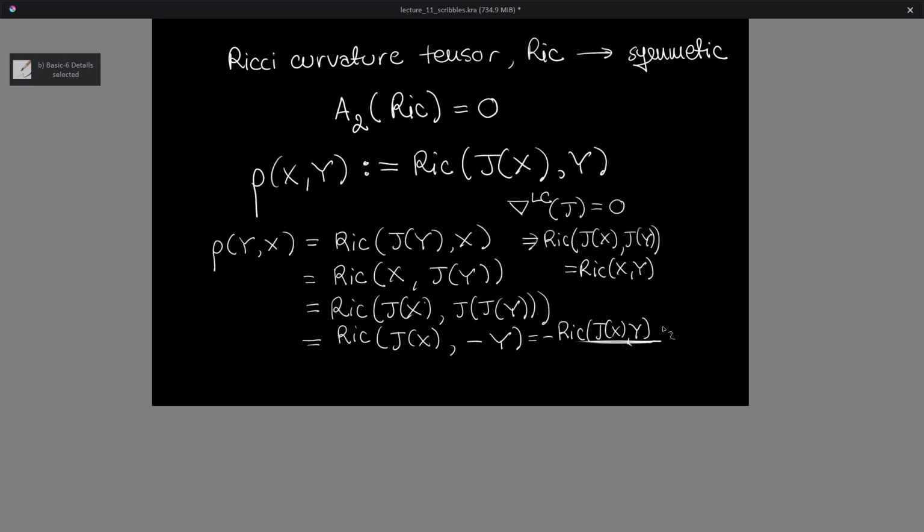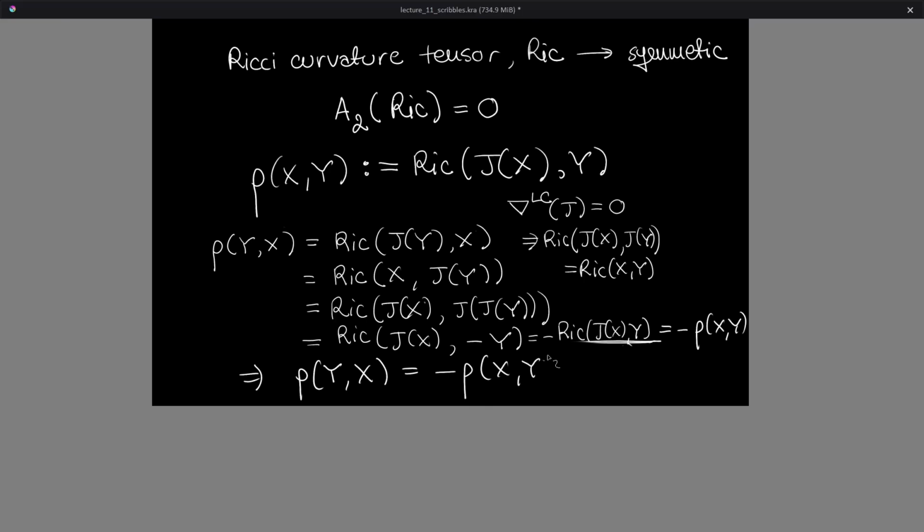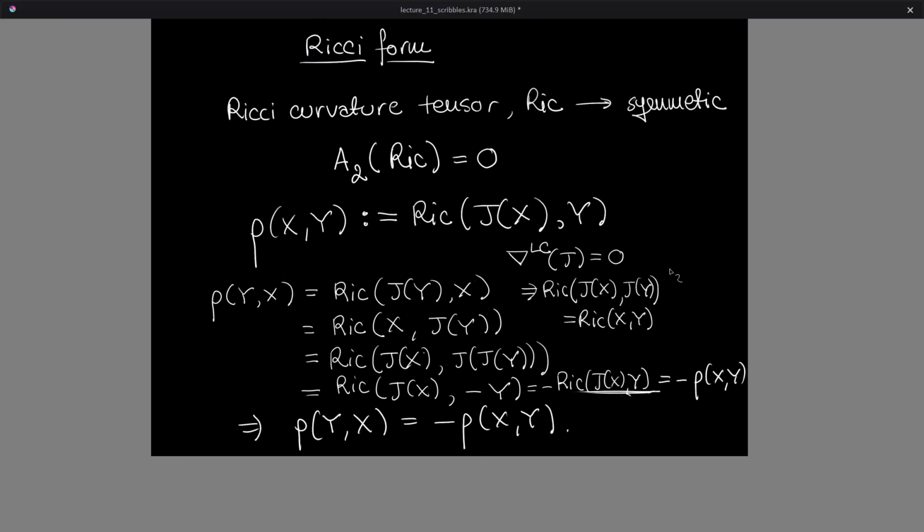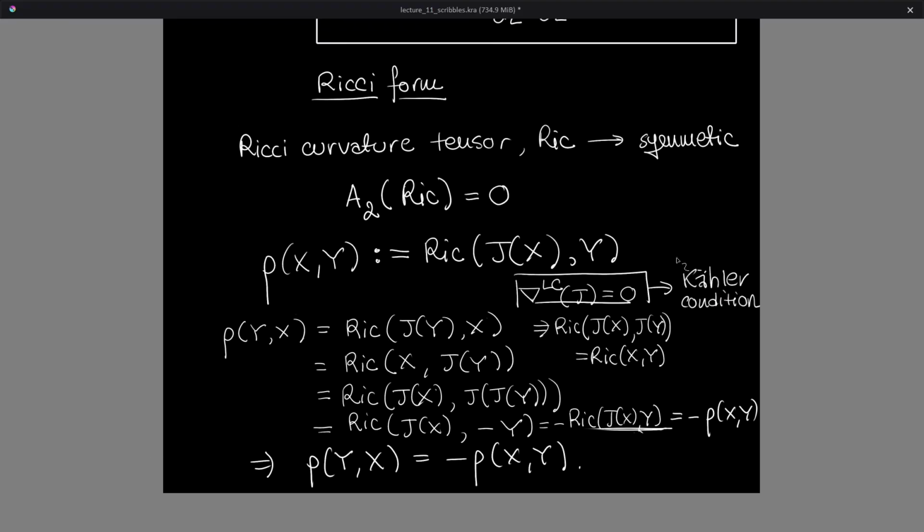Let's rewrite that to not be so cramped, minus rho of xy. But then that implies that rho of yx is equal to minus rho of xy, and so it's antisymmetric. But given that we use this condition, this is only true. This is a version of the Kähler condition. So this is only true on a Kähler manifold. That's the point. We can only do this on a Kähler manifold in general because it's symmetric.